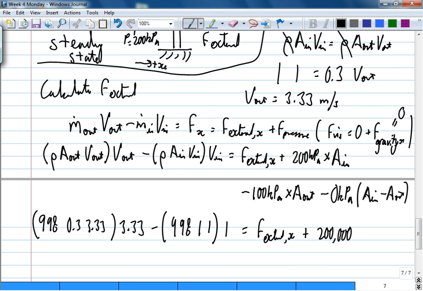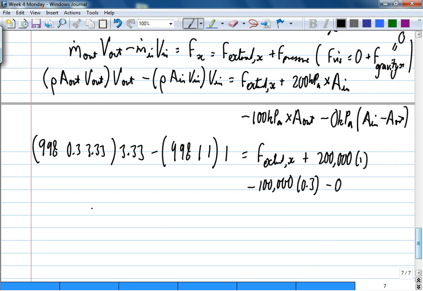A in is what? 1, minus 100,000. A out is what? 0.3, minus 0. F external in the x equals, someone punch that into a calculator and see what you get. In the meantime, does anyone have any questions?